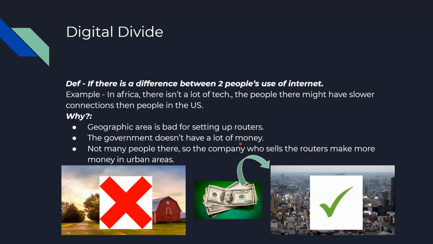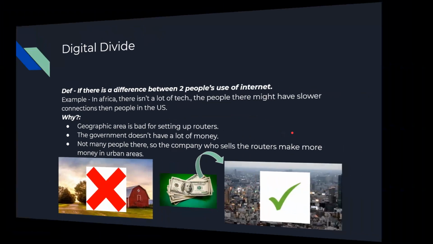There are not many people there, so the company that sells the routers makes more money in urban areas, but they still set up the same amount of routers. Here's an urban area, and here's the rural area. Pretend I'm a company that sells routers. I'll get more money if I put it in there, but I'll get less money if I put it in there. So that's why rural areas usually don't have that many routers in technology. Any questions?